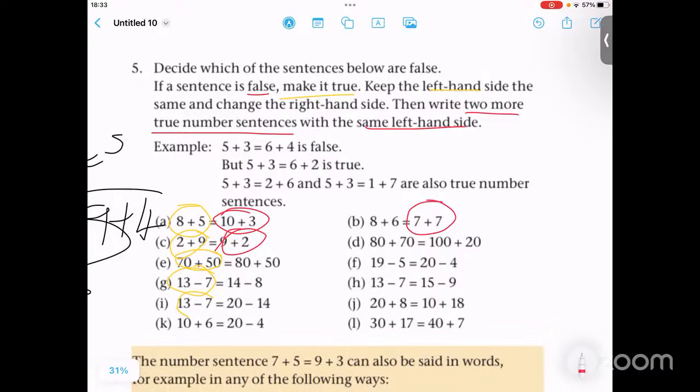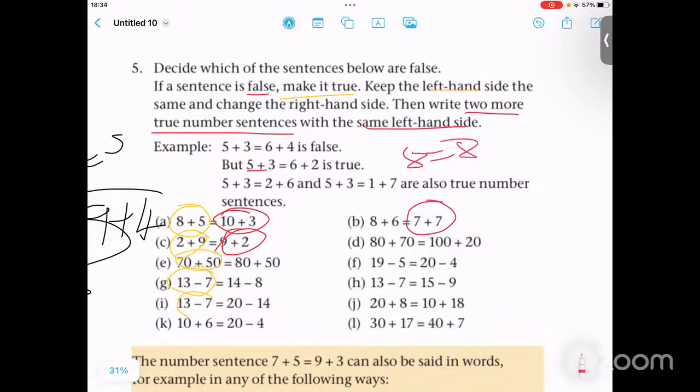And then they're saying, but 5 plus 3 is equal to 6 plus 2. Remember, I said 5 plus 3 is equal to 8. And 6 plus 2 is equal to 8 because when you're having 6 and you add 2, it's 6, 7, 8. So it's 8. So you see, you're having 8 is equal to 8.